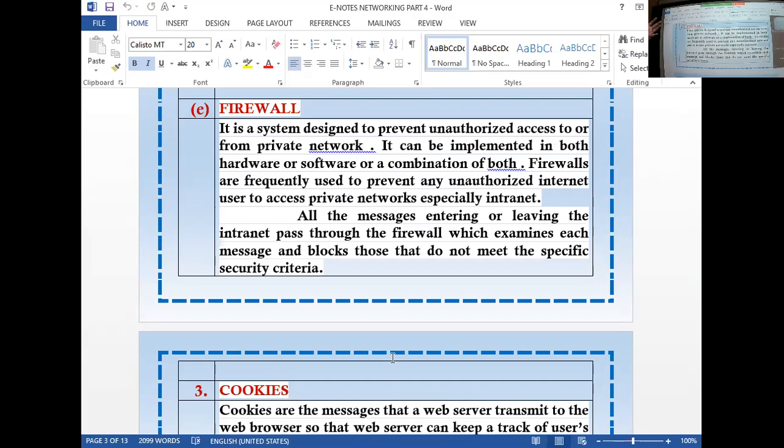Intranet is a restricted network, a network which is designed for a particular use, right? Which is not open to the public. That is called intranet, right? So if any message or any unauthorized user tries to enter the network, the firewall will check and will not allow any illegal or unauthorized access coming into the network. The firewall will block the message immediately, right?